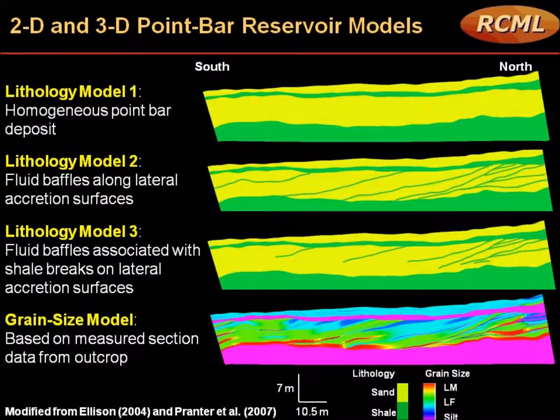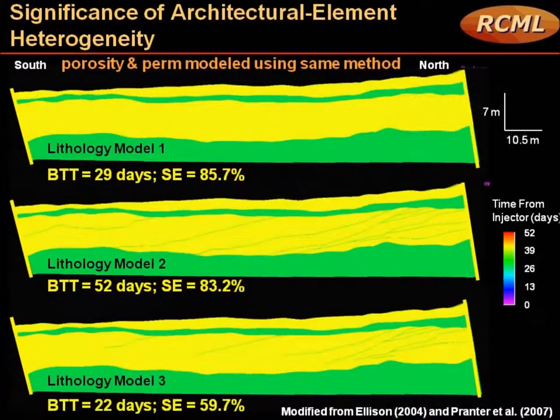And so, as just an example of the type of things you can do with these data, is explore different scenarios in terms of trying to understand the impact of that internal heterogeneity on, say, fluid flow or storage. And so, in this case, we use this information to model those different scenarios. So this first one's lithology model number one, where we have kind of a tank. Here we have these lateral accretion units going all the way across, and they kind of serve as baffles. They're not permeability barriers, they're just baffles to flow. And down here we have these lateral accretion units with the mudstone drapes, but they're just laterally discontinuous.